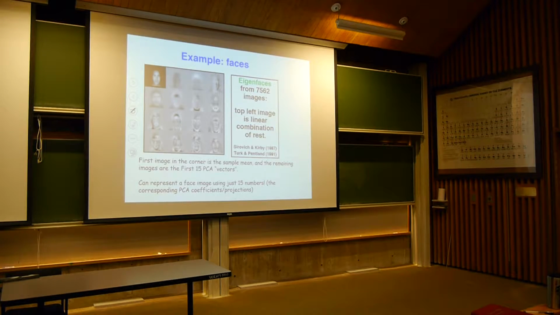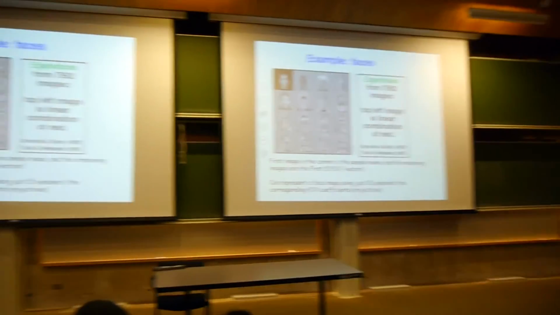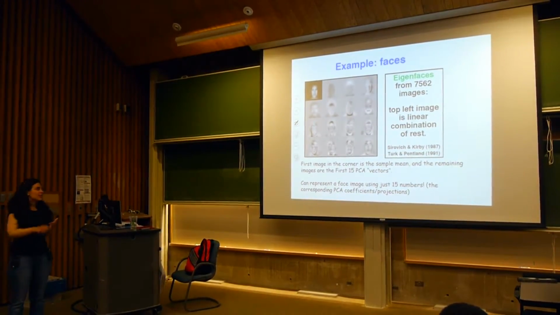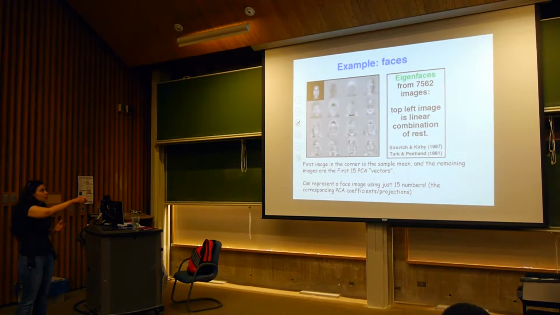So they took face images, about 7,500 images of faces, and then they computed the average. This was the average, and then they computed the first 15 eigenvectors. These are the first eigenvector, the second eigenvector, third eigenvector, and so on. So these are the first 15 eigenvectors. This is the sample average.